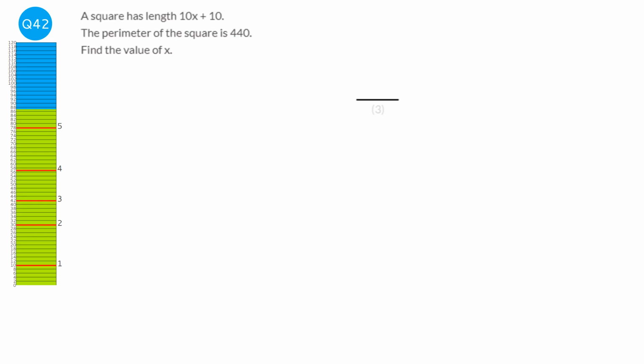74.99. First thing I'm going to do is just draw the square out, and we know the length of it is 10x plus 10, but it is a square, so that's the same all the way around it.